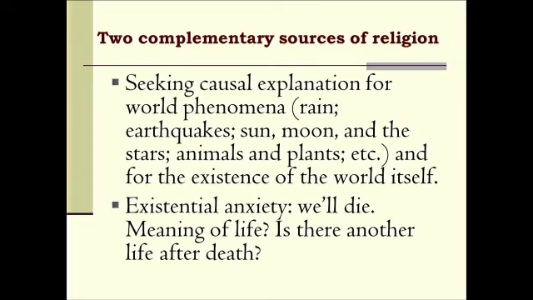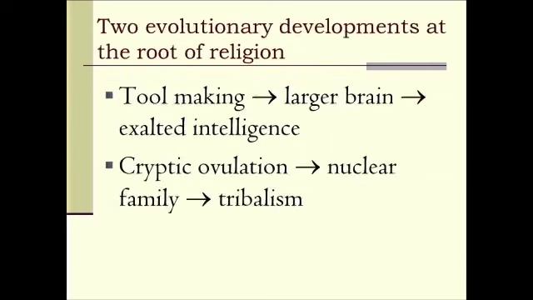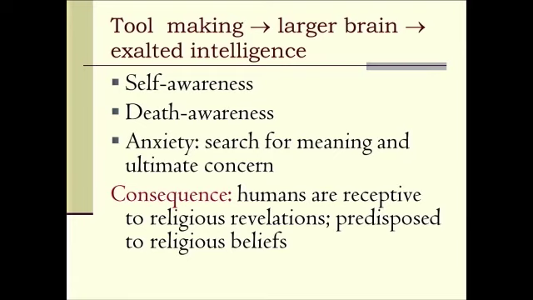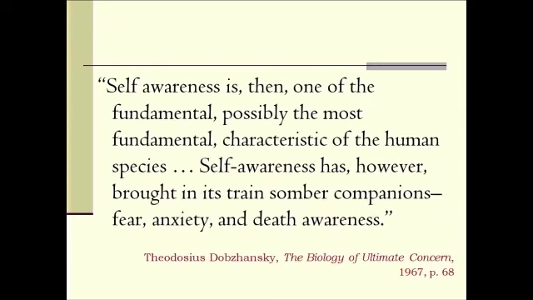The other component is existential anxiety. We know that we will die. This goes back to self-awareness and death awareness. We know we will die. So what happens next? So religion tends to alleviate that anxiety, and of course in some forms of religion gives us the notion there's going to be an afterlife. I could explain these two evolutionary developments. One starting with tool making, larger brain, exalted intelligence. I went through this. Cryptic ovulation at the root of the nuclear family and therefore the formation of tribes. More about the evolution of intelligence, self-awareness, death awareness, anxiety. Humans are receptive to religious revelations.